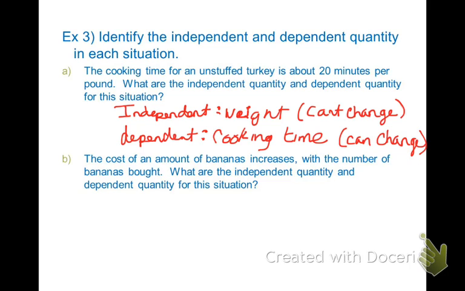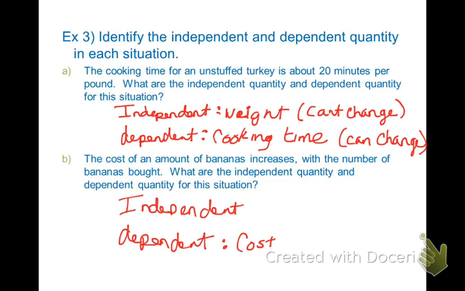Okay, the cost of an amount of bananas increases, so cost, this time independent. The cost increases, so dependent. So that means it changes. So cost is your dependent. And it increases with the number of bananas. So you could say number of bananas or amount of bananas. So that's how independent works. Like if I have 8 bananas, that cost is going to increase with that much.